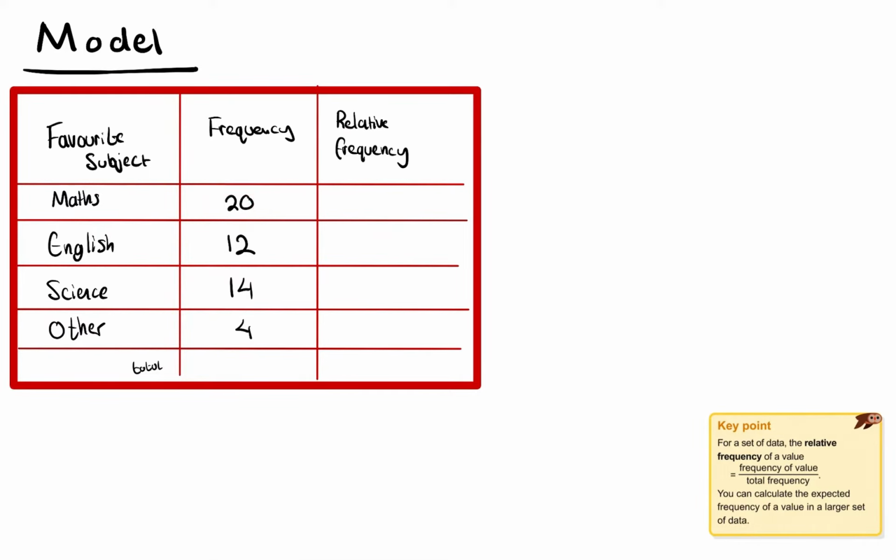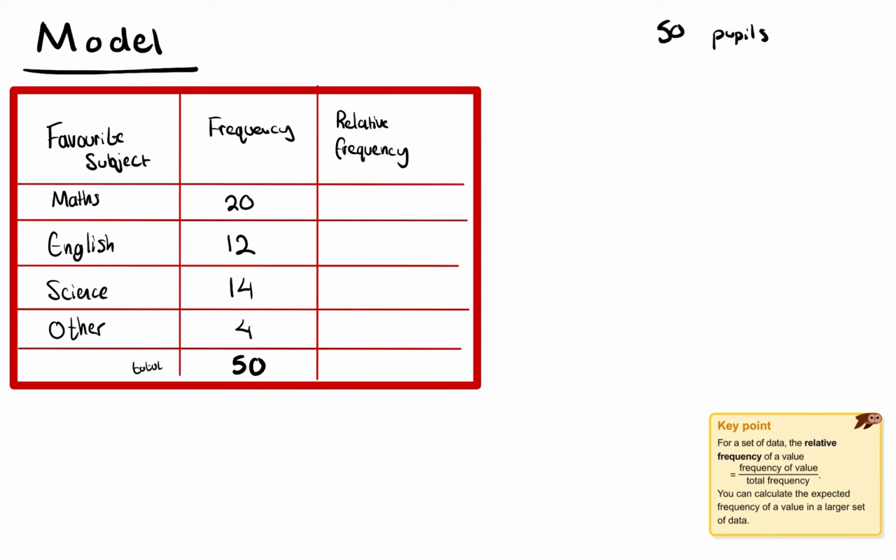But joking aside, to find the relative frequency, first we need to find the total of all our frequencies. So, 20, add 12, add 14, add 4. That comes out to a total of 50. So 50 people I spoke to.